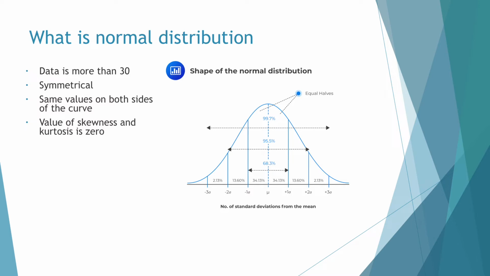Normal distribution is the distribution in which there is same values on both sides of the curve, which means that the value of skewness and kurtosis must be 0. Also, the data should be gathered from more than 30 individuals, and the normal distribution is always symmetrical.